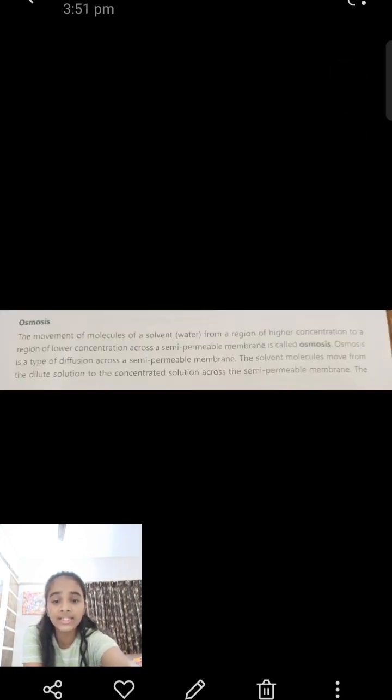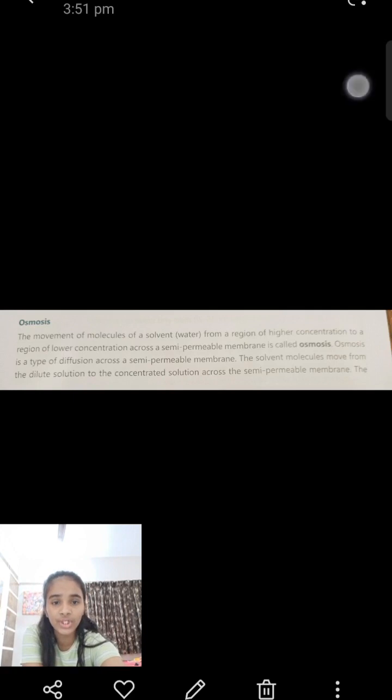Now let's see osmosis. Question number 59th. 59th question is, what is osmosis? The answer is the movement of molecules of a solvent, water, from a region of higher concentration to a region of lower concentration across a semi-permeable membrane is called osmosis.